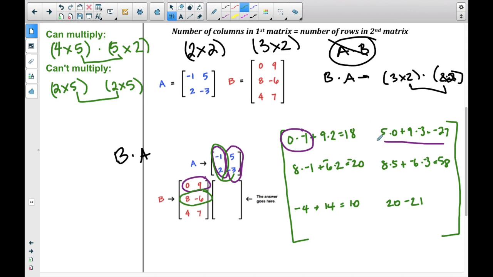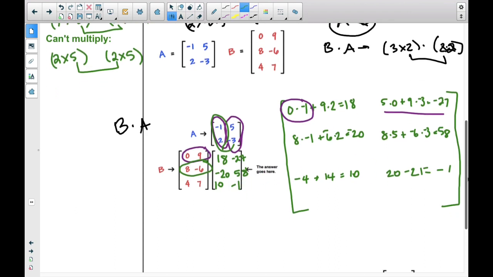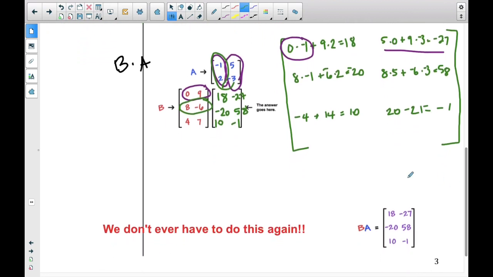And then we get these answers. The answers are what goes in here. So this answer is the 18. This is -27. Kind of fell out there, sorry. This answer is -20. This is 58. Over here we have 10. And over here, this adds up to -1. That is how you do matrix multiplication.